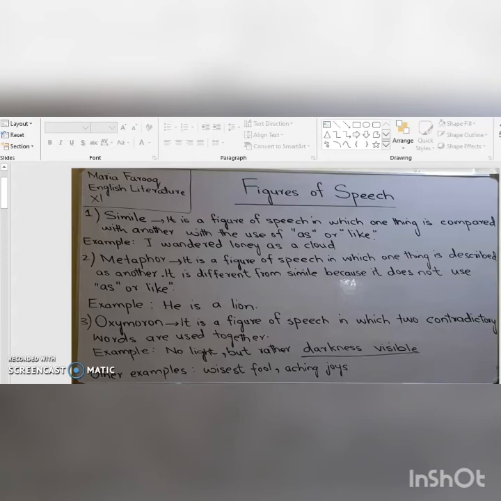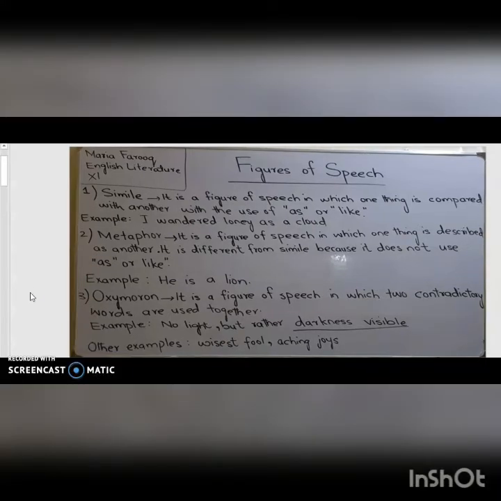Could you see the example of metaphor? He is a lion. There is no use of as or like. He is a lion. Simply he is called a lion because of his bravery maybe. Okay? So, simile is a comparison between two things, or one thing is compared with another, but with the use of as or like. And metaphor is also a comparison, but there is no use of like or as.